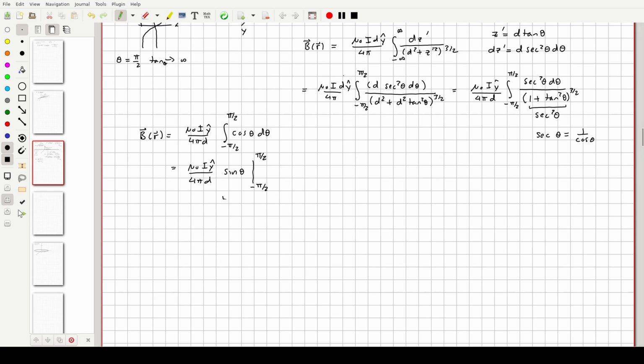Well, this right here is pretty easy because sine of pi over 2 is 1, and then sine of minus pi over 2 is a minus 1, which means that that is really just 2. So this is a 2. You have a 4 here. That's going to kill that off and make that a 2, which means our magnetic field as a function of position in the following problem is mu naught I y hat over 2 pi times d.